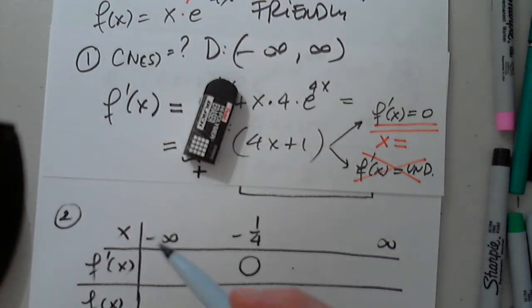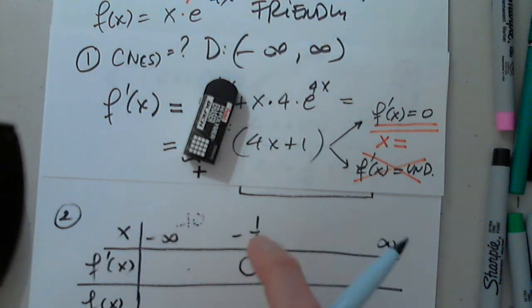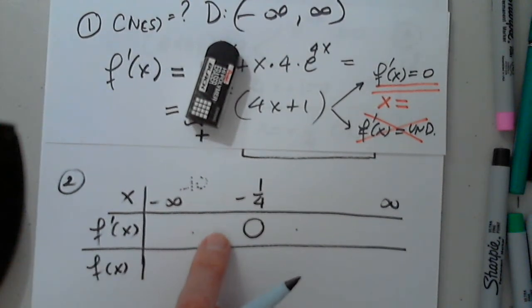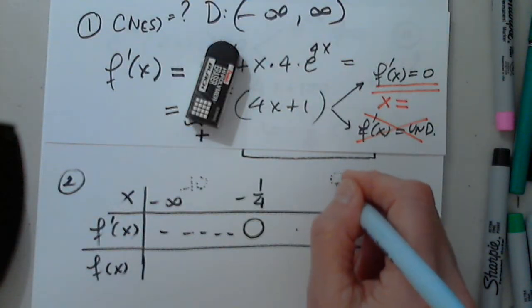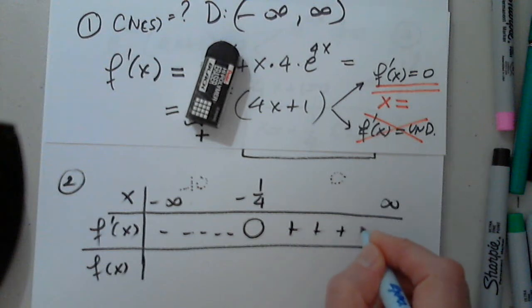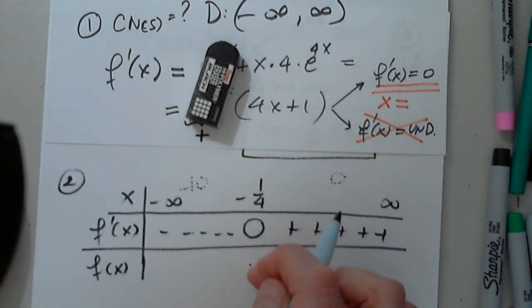Now please plug in, let's say, negative 10 in here and just tell me the sign. Negative. Very good. And let's say plug in 0 on this side and tell me the sign. Positive. Okay, now we have to plug this number in the function. In the original function, of course.